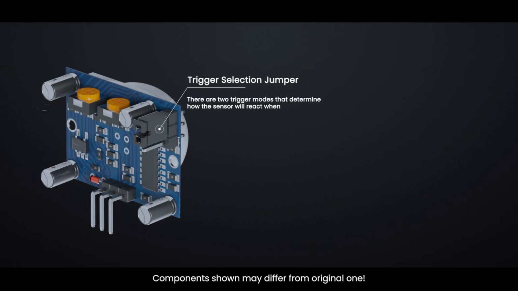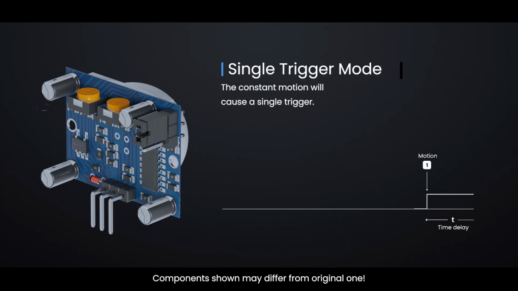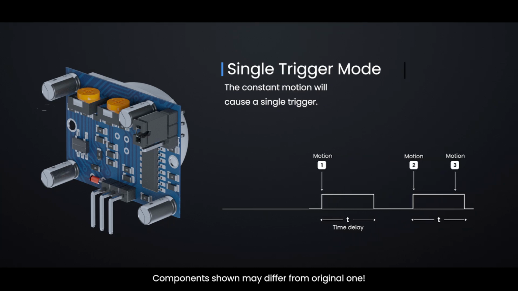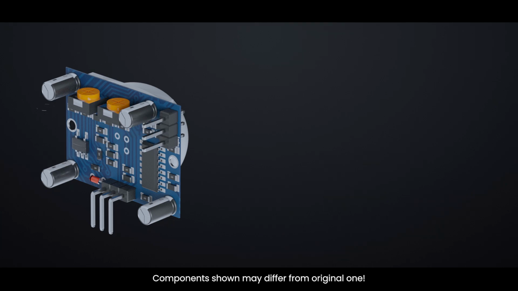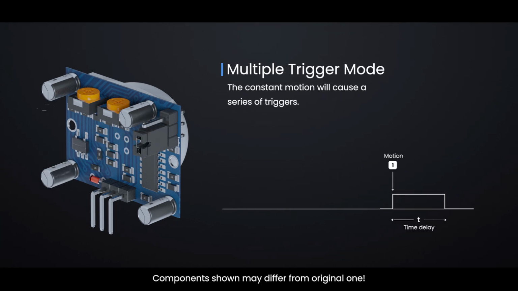Trigger selection jumper. There are two trigger modes that determine how the sensor will react when motion is detected. Single trigger mode, the constant motion will cause a single trigger. Multiple trigger mode, the constant motion will cause a series of triggers.